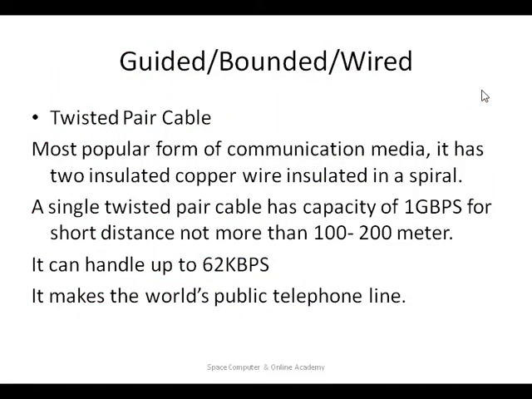Guided, bounded, wired: twisted pair cable is the most popular form of communication media. It has two insulated copper wires twisted in a spiral. A single twisted pair cable has a capacity of 1 Gbps for a short distance, not more than 100 to 200 meters, and it can handle up to 62 kbps, and it makes up the world's public telephone line.